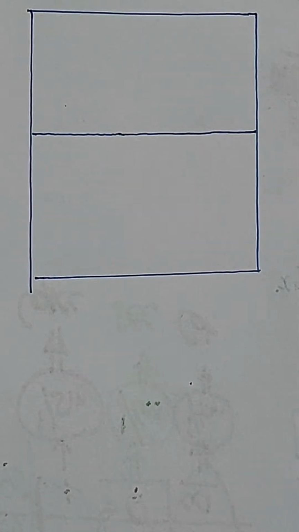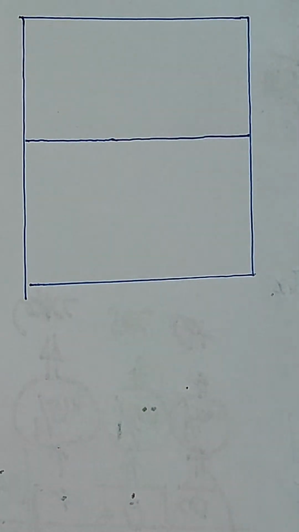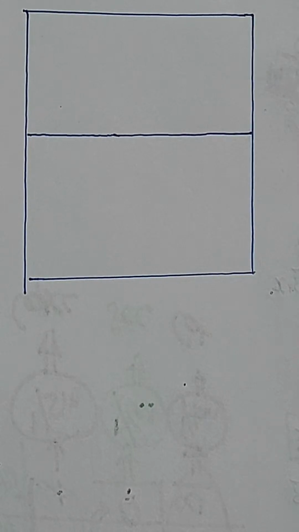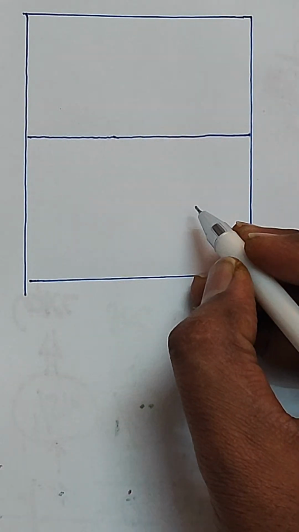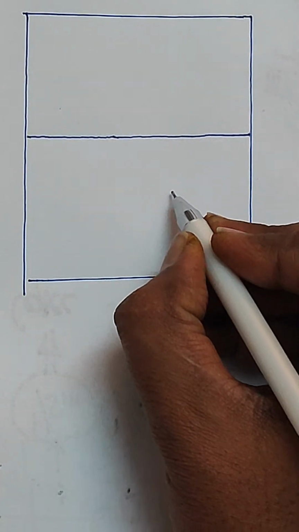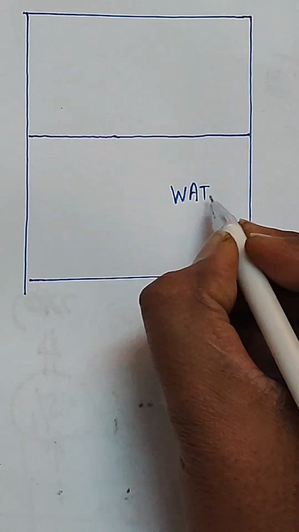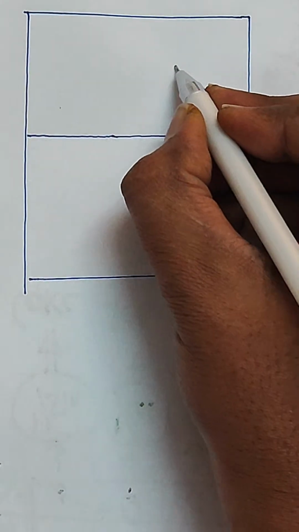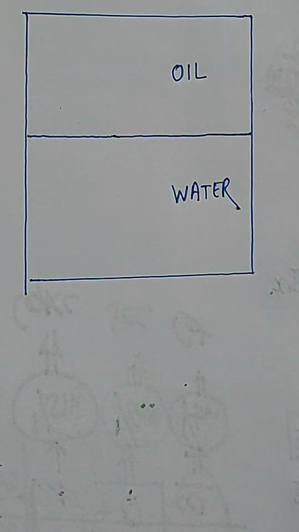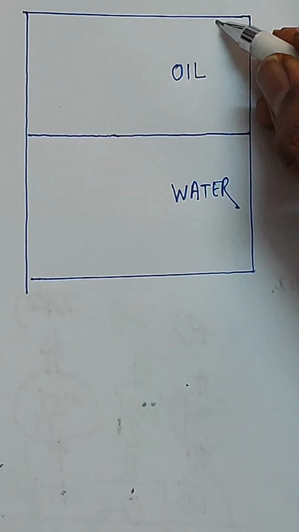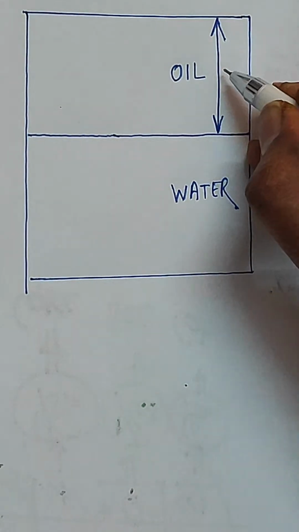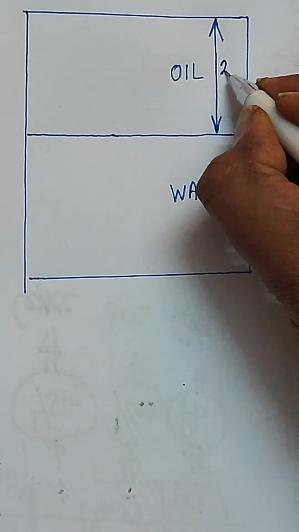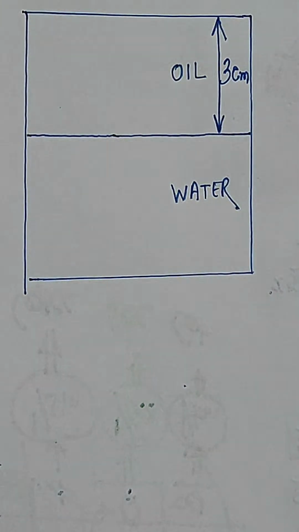So today we have taken one question from the ray optics light chapter, where two layers of liquid are given to you. One layer is above the layer of water. Let us say this is the layer of colored water, and the layer of oil is above it. It has been given that the height of the oil over the colored water is 3 centimeter.